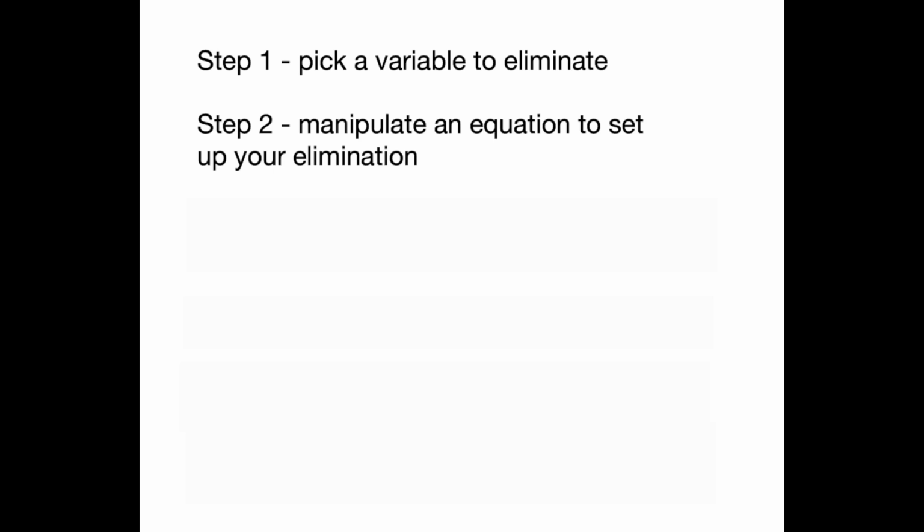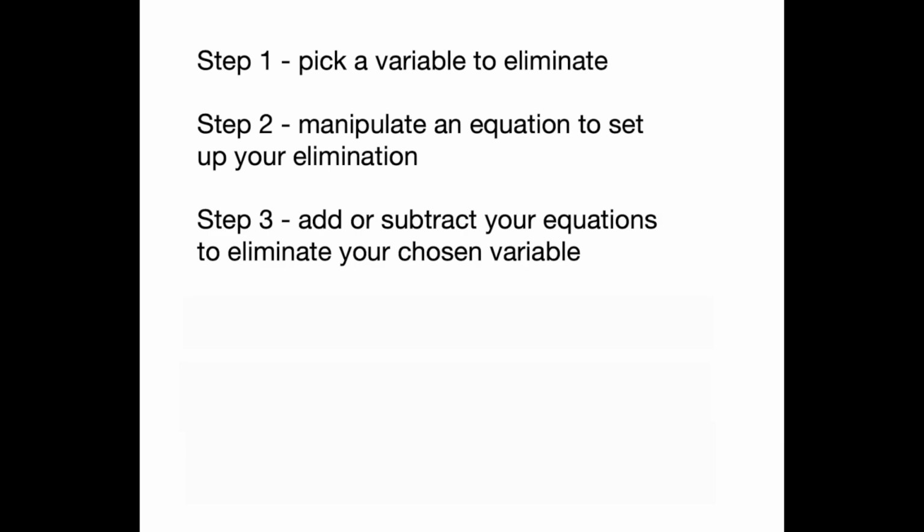So if you didn't get the correct answer of a equals 1, b equals negative 1.5, start by picking a variable to eliminate. Then manipulate, aka change an equation to set up your elimination. Remember, you have to change the whole equation. You can't just do one side of it. Add or subtract your equations to get rid of the chosen variable.